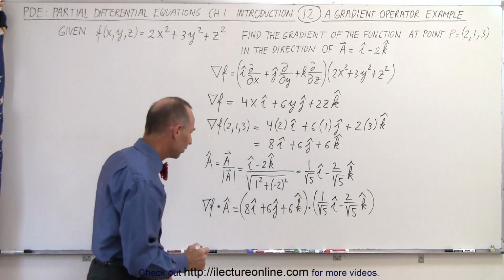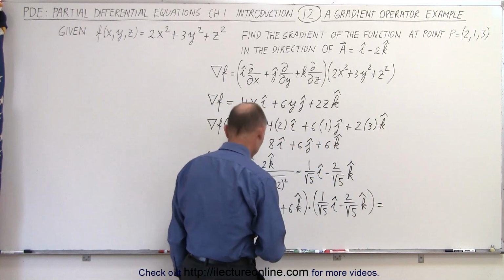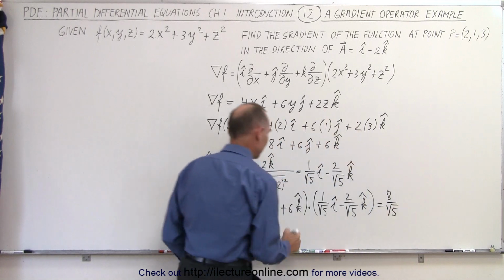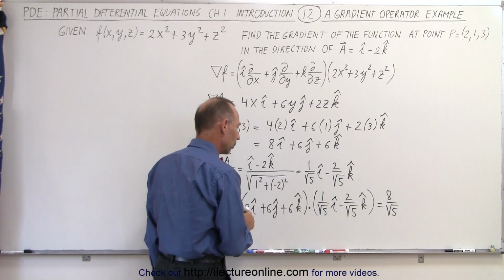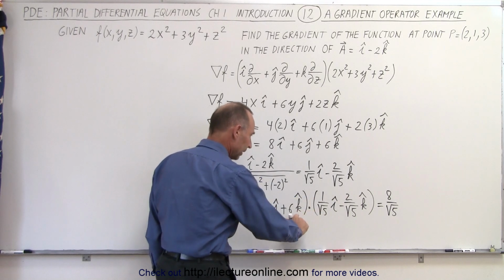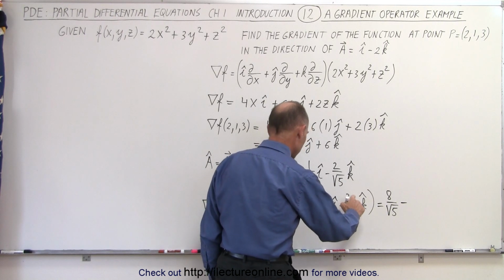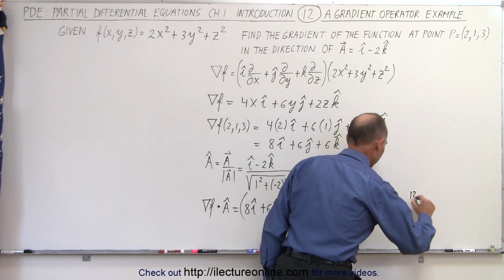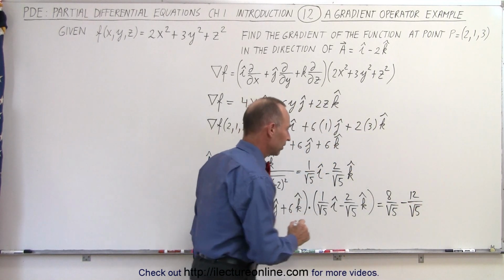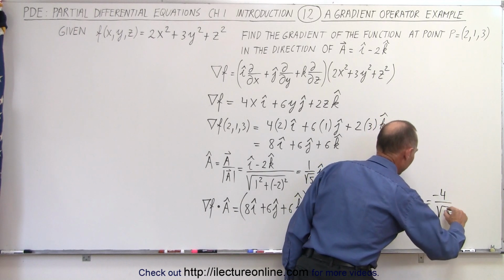When we do that, notice we multiply these two, so that gives us 8 divided by the square root of 5, since i times i is 1. The j cancels out because there's no j counterpart, and now we get minus 6 times 2, that would be minus 12, divided by the square root of 5. Notice that gives us a change in the function of minus 4 divided by the square root of 5.